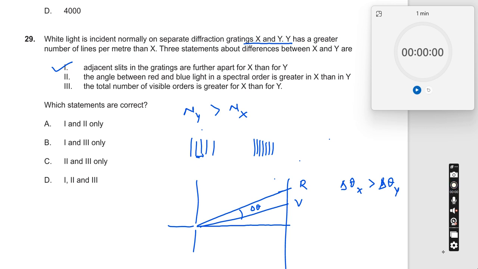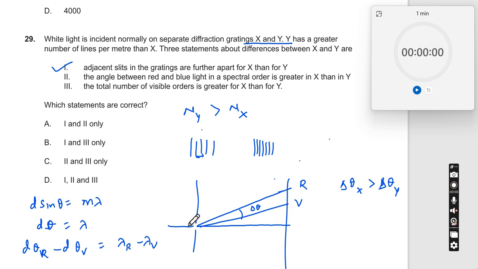Now let us try to solve this. We know that for a diffraction grating, d sin theta is equal to m lambda. Let me consider first order diffraction, so m becomes 1. So you get d sin theta. If the angle is very small, I can put this as d theta is equal to lambda. For violet and red, it is d theta v and d theta r. So d theta r minus d theta v is equal to lambda r minus lambda v.